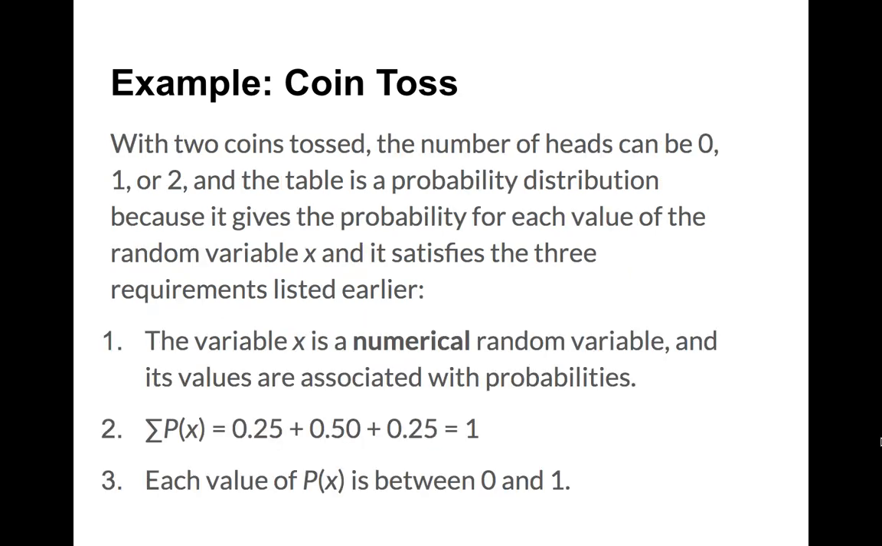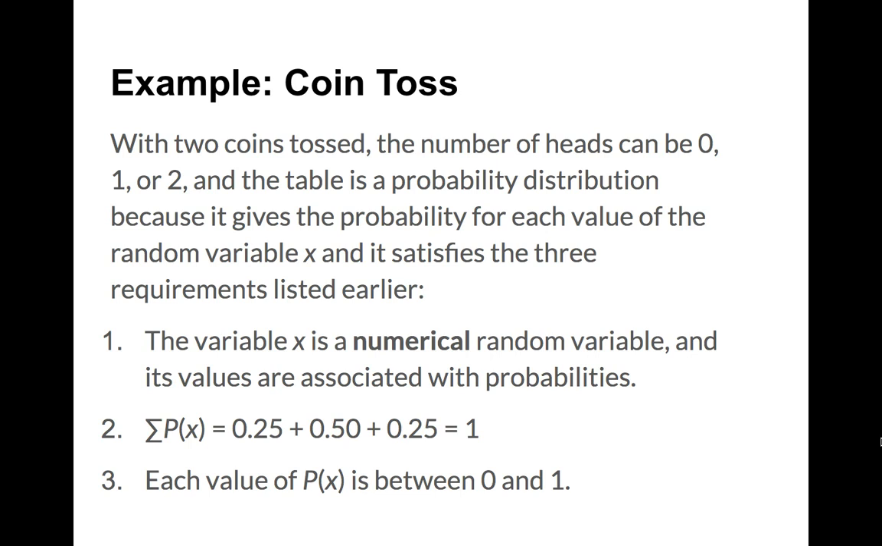So with these, let's look and see if this meets our 3 conditions. So the variable x is a numeric random variable. It's the number of heads we get, and each one of those is associated with a probability. Cool. Condition 1, check. Condition 2, we can see the work done. We have 0.25 is the probability of getting no heads, 0.5 the probability of getting 1, and 0.25 is the probability of 2 heads. We add those together, we get 1. Check. Condition 2.